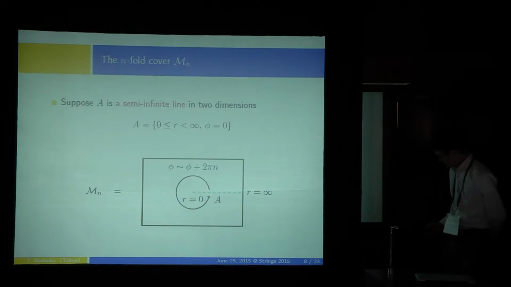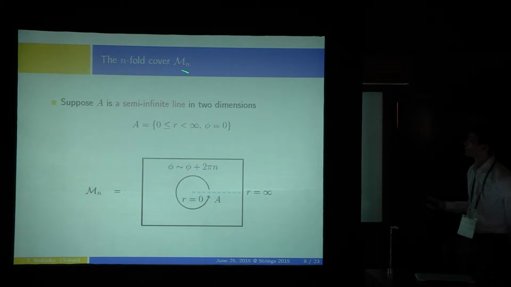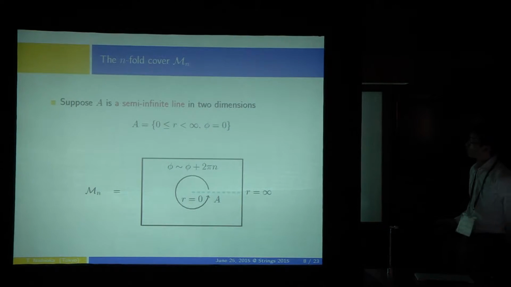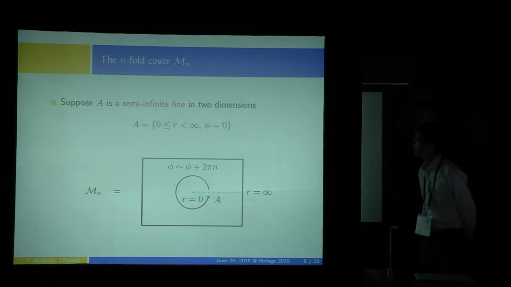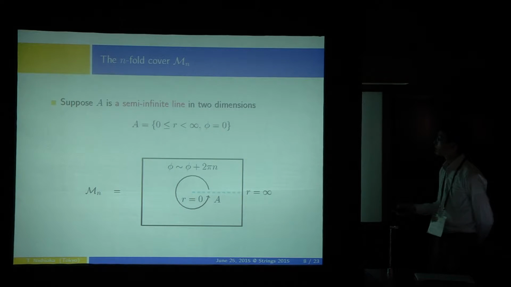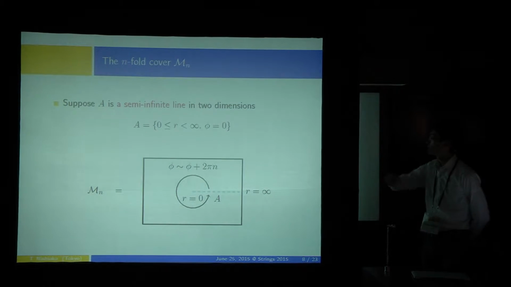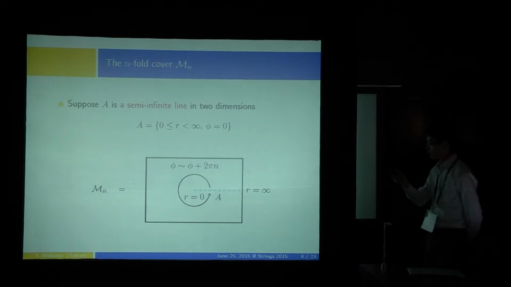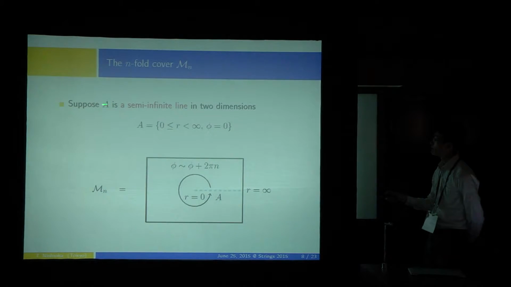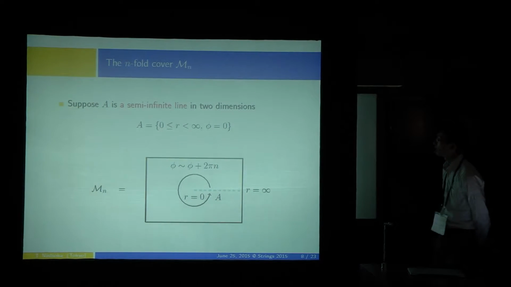Okay, so let me give you one very simple example of the n-fold cover. Let me consider 1 plus 1 dimensional field theory, and suppose I divide one spatial direction, this is just a line, into 2 parts. So now the region A is a semi-infinite line.